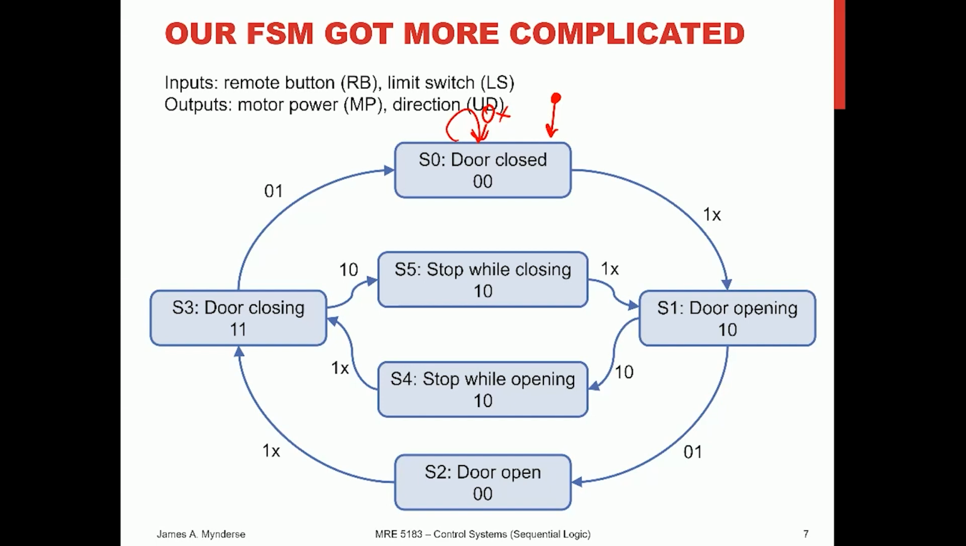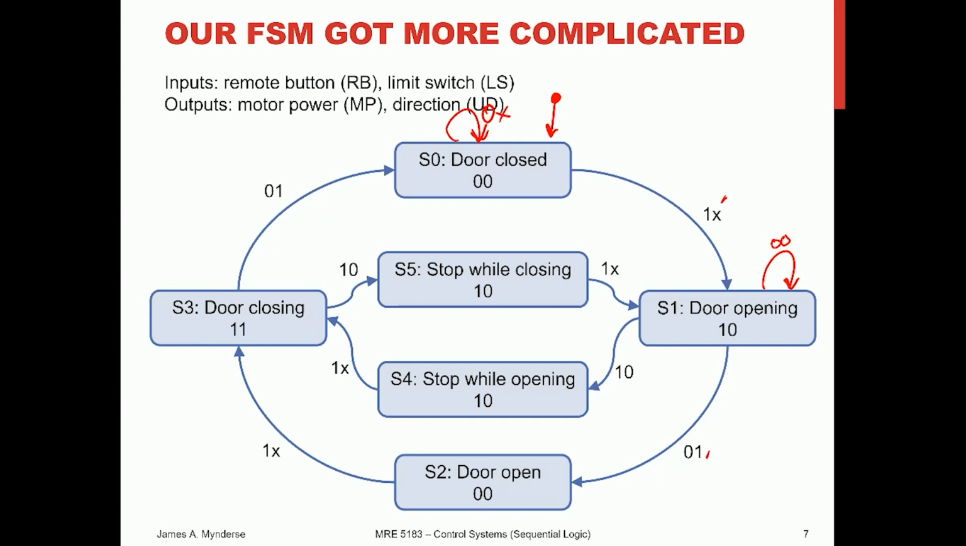And then once we see the remote pressed, that's the 1x, we transition to S1, and so the door is starting to open. And what is going to be the condition that we continue to sit there? Well, as long as we don't see any remote button and we don't see a limit switch, we're going to continue to open. If we do see a limit switch and we don't see a remote button, then we know that the door has gotten all the way open and we're going to move to S2.